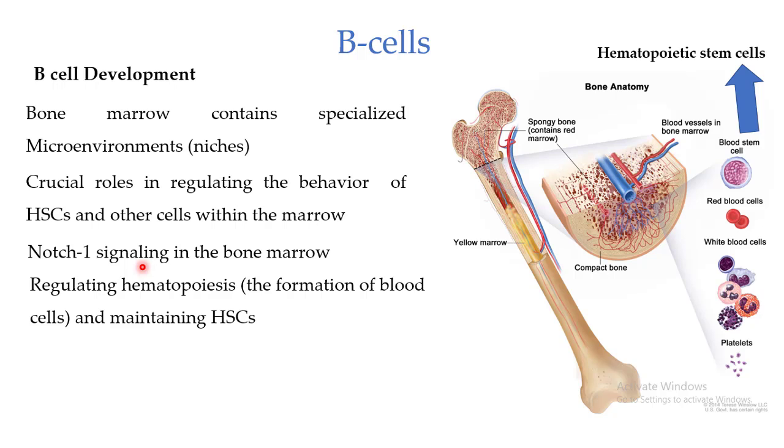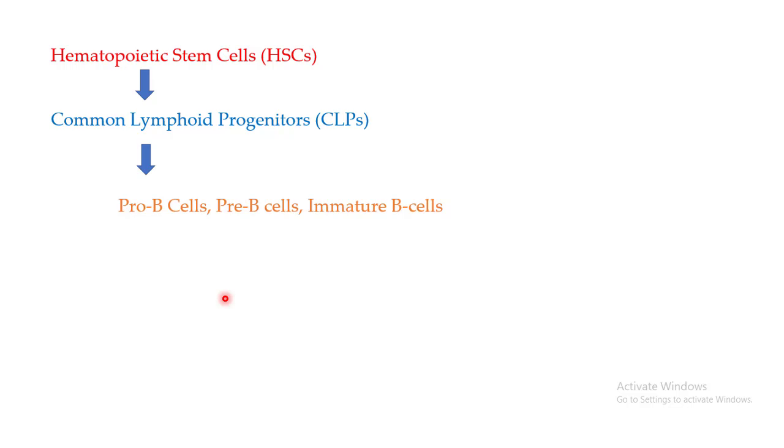So this is how things generally happen in the bone marrow. You have got these microenvironments, these niches. These niches have got the hematopoietic stem cells, and these hematopoietic stem cells, using the Notch1 signaling pathway, go for the regulation of hematopoiesis and the maintenance of the hematopoietic stem cells. Now, these hematopoietic stem cells, as I've told you, give rise to the common lymphoid progenitors, and these common lymphoid progenitors give rise to the B cells.